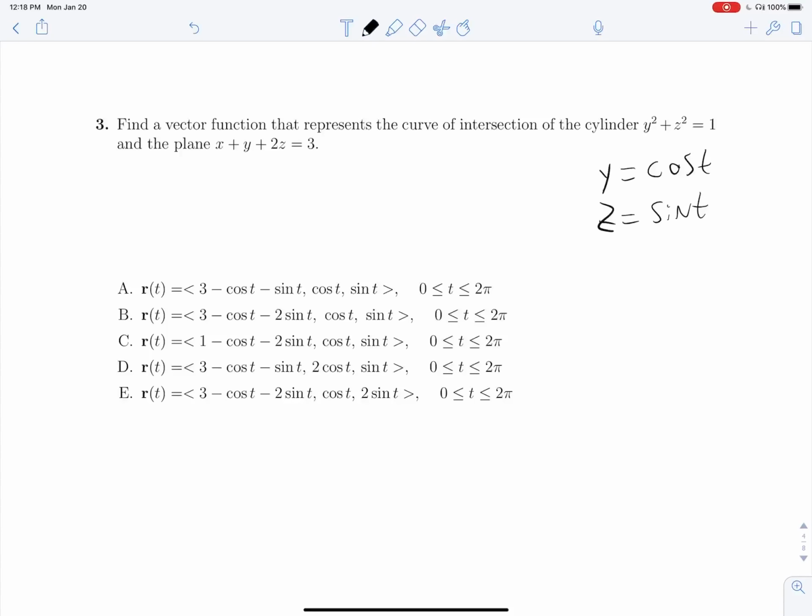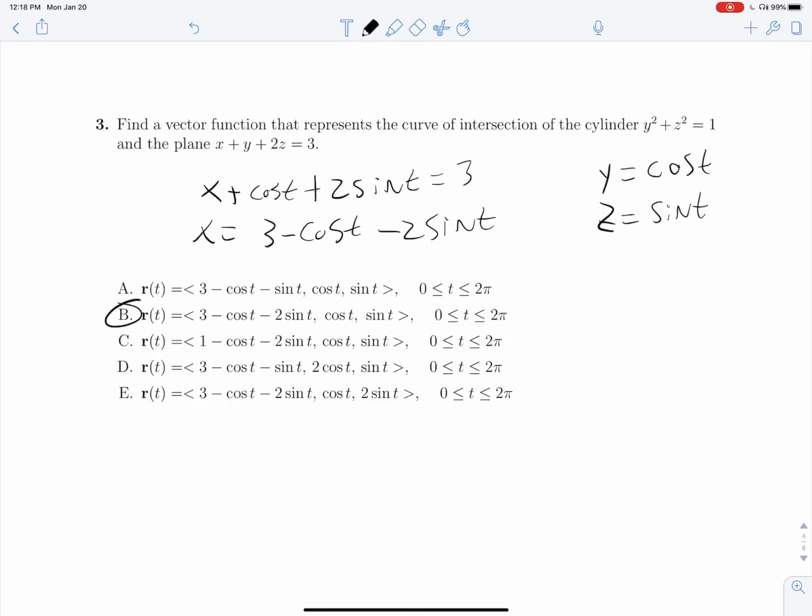Okay, so now finally, and this is actually a very, very quick question, all we're going to have to do is plug these 2 parametrizations into this guy and put it in the form x equals. So we have x plus cosine t plus 2 sine t is equal to 3, or x equals 3 minus cosine t minus 2 sine t. And our answer is B.